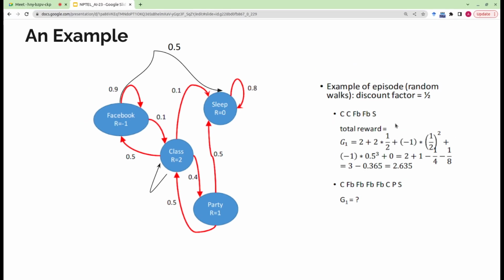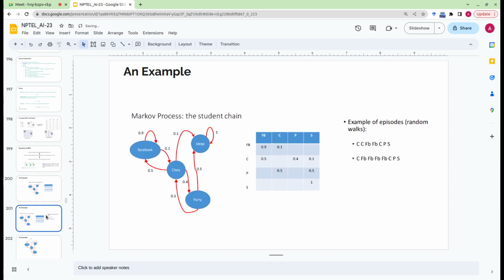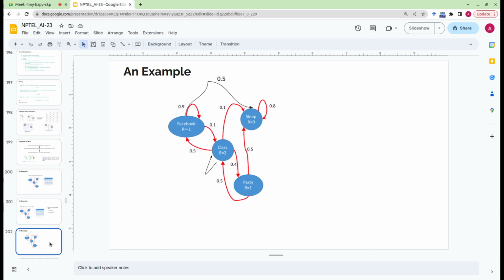Yeah, I am saying that for C to C there is no reward, right? C to C, sorry, it is the probability. From C to C there is no path. From class to class you cannot go.